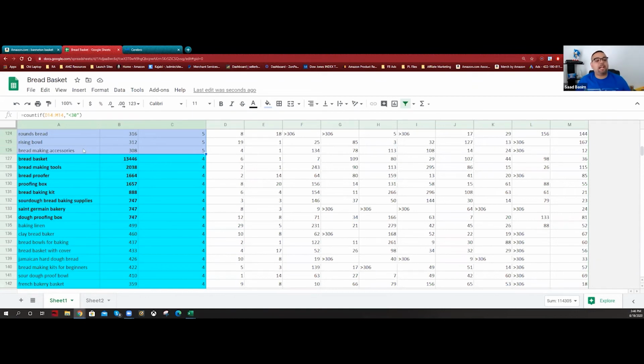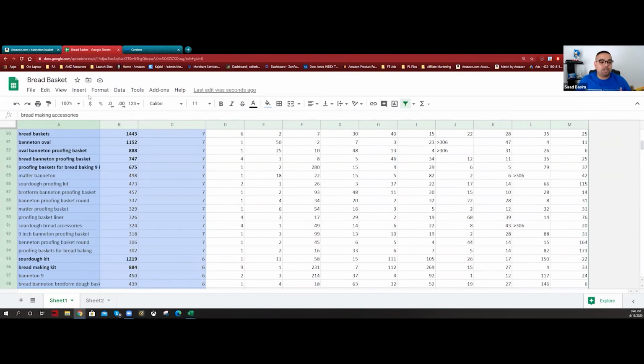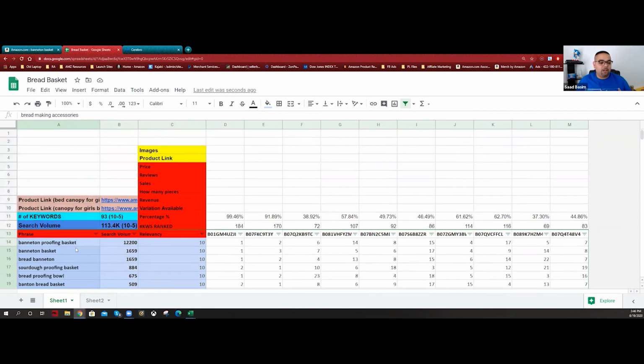Now the other thing I would like to know, how many keywords are in the top positions from 10 to 5? We have 113 keywords. So now, remember when I used to tell you, you need to find 5 to 8 keywords with high search volume? We found now a product that has 113 highly related keywords with high relevancy and has 113.4 thousand search volume. That's crazy. That's really, really crazy. Very, very good.